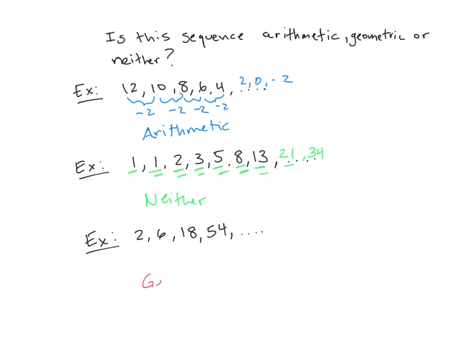Yep, probably you guessed it. It's the only one that's left, geometric. That means I can find the next number by multiplying. In this case, it would be multiplying by 3. So times 3 would be my common ratio on this one.